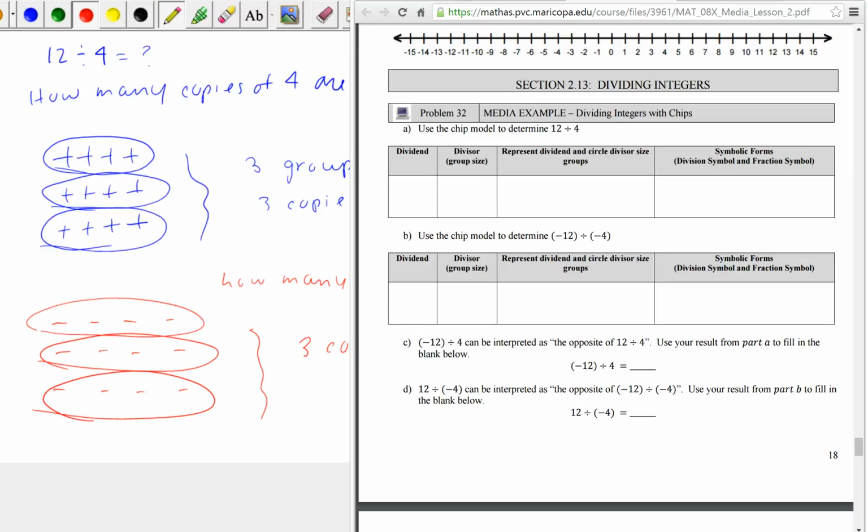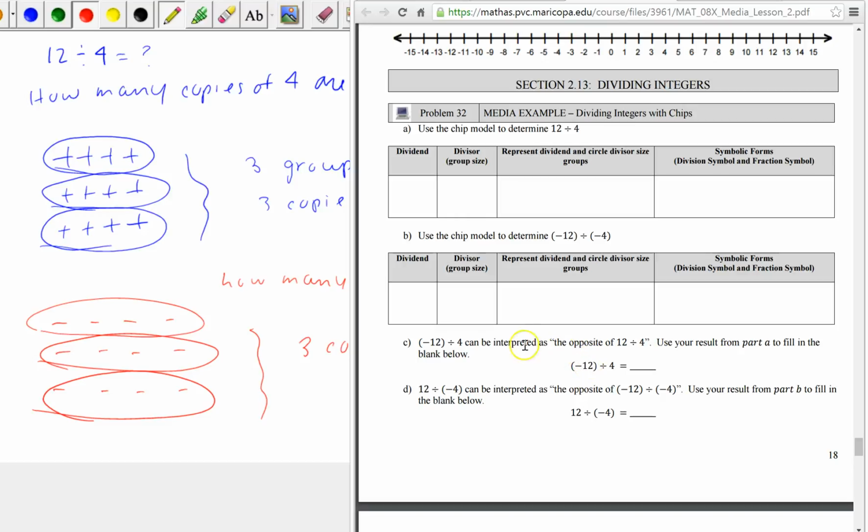And then like we did with multiplication, this can get kind of tricky. If we have negative 12 divided by 4, how many copies of 4 are in negative 12? We could do some things where we take opposites of the chip and then take unopposites, or we could group negative 12 into 4 groups, and each group would have negative 3 chips in it. But instead we just use the opposite of interpretation.